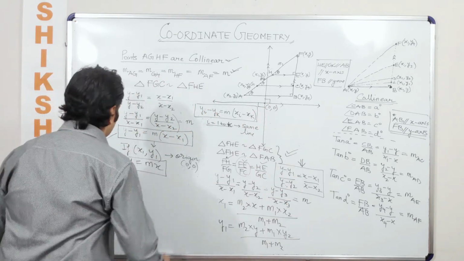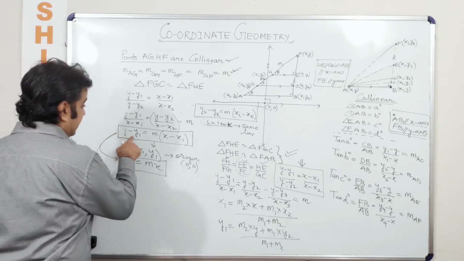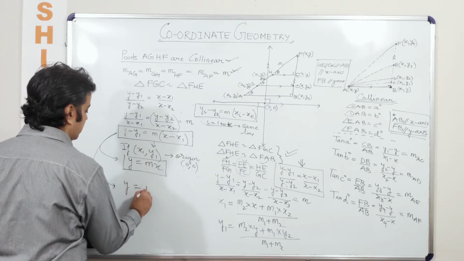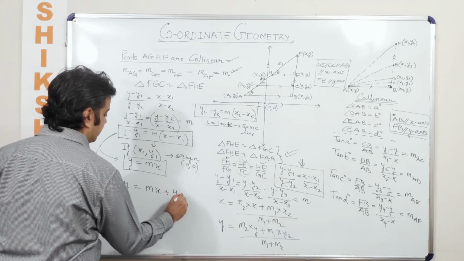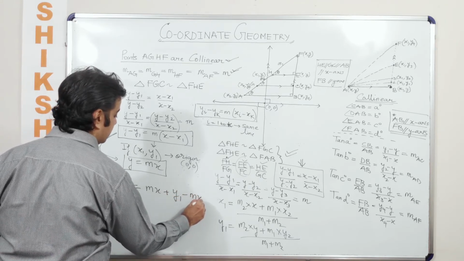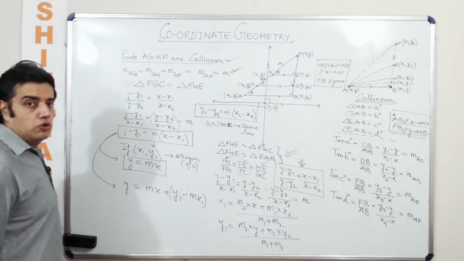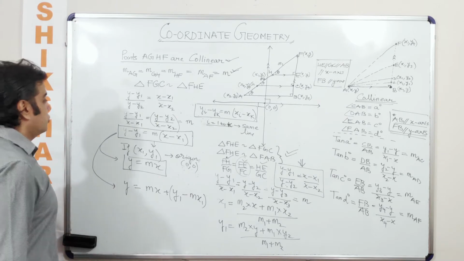Once I know this, is there any other way of writing the equation of a line? Yes. Can I rearrange this and write it in the format y is equal to mx plus y1 minus mx1? Can I write this equation like this? Of course I can. What is the objective? In a few minutes you will understand the objective behind this.